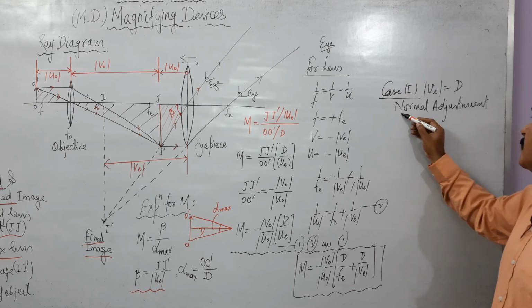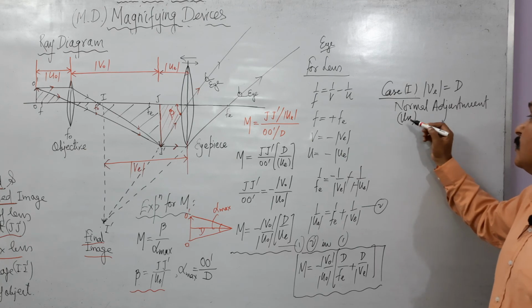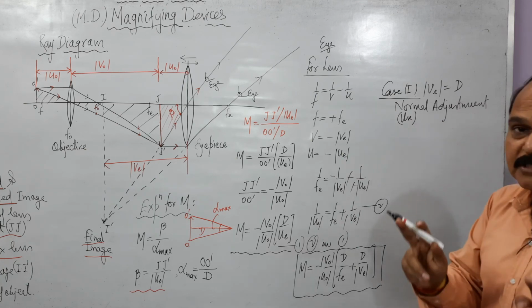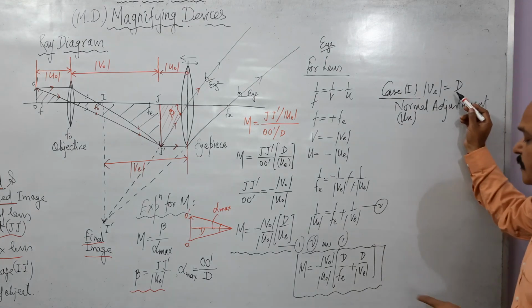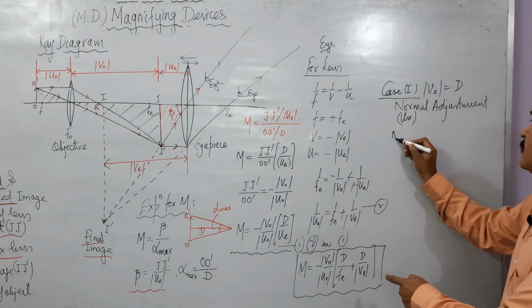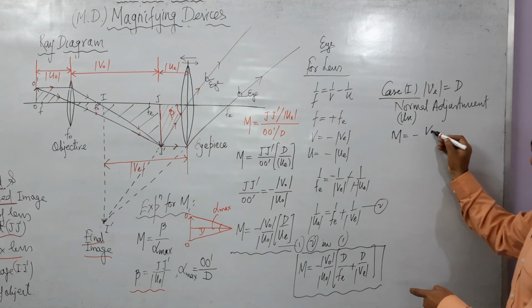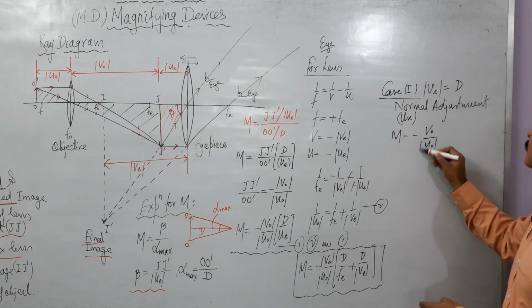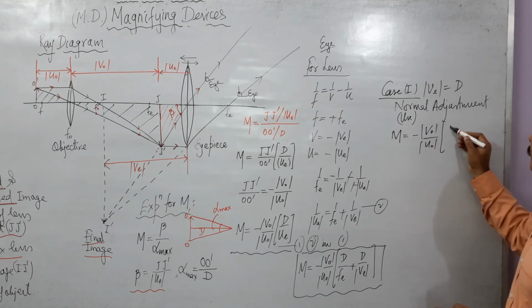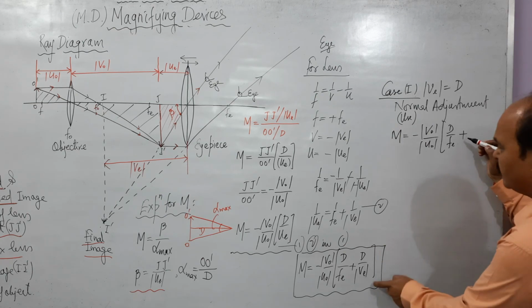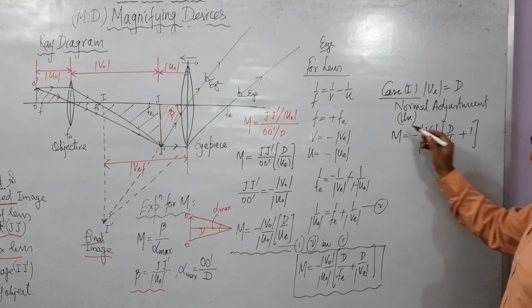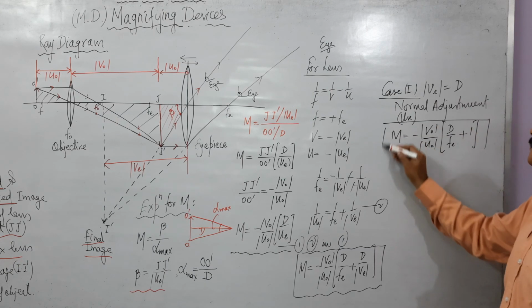A microscope is said to be in normal use or in normal adjustment when the final image is seen at the least distance of distinct vision. If we substitute v as D here, what do we get M as? We get M as minus v naught upon u naught, and in the bracket we get D upon fe plus D upon D, which is 1. This is M when the final image is seen closest to the eye.